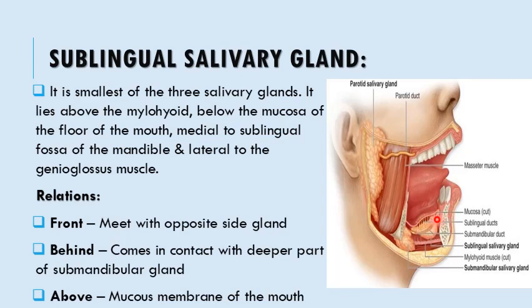In front, this sublingual gland meets with the opposite side gland, and behind it comes in contact with the deeper part of the submandibular gland. Below there is the mylohyoid muscle, and above there is the mucous membrane of the mouth. Laterally this is the cut end of the mandible, and laterally it is related with the sublingual fossa on the mandible, and medially it is related with the genioglossus muscle, which is a fan shaped muscle of the tongue.